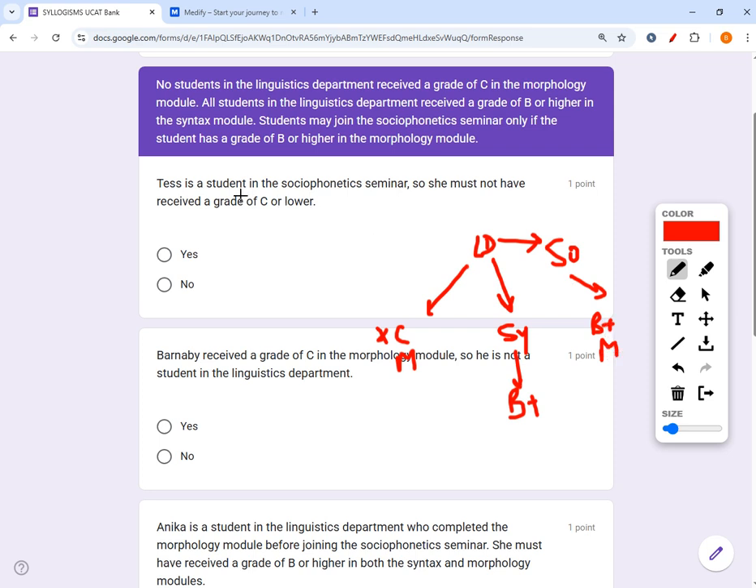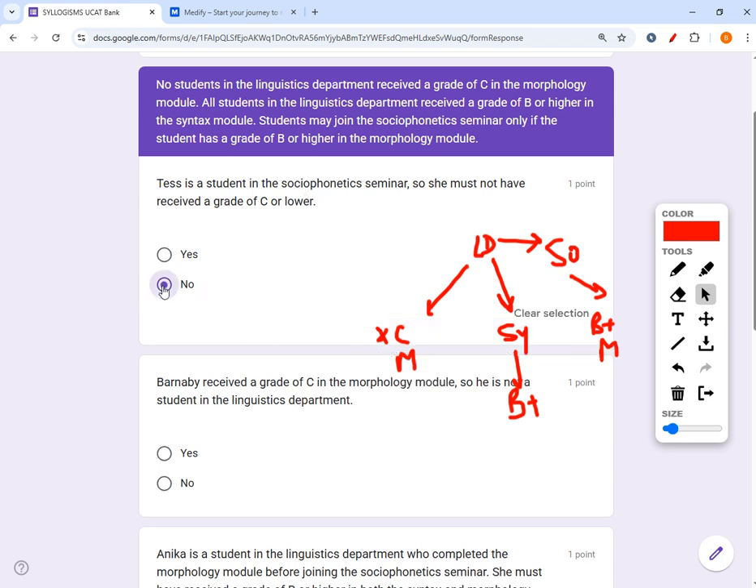Tess is a student in the sociophonetics seminar, so she must not have received a grade C or lower. Lower in what? I know nobody received a grade C. If you want to get into sociophonetics you need a B plus, so that's vague. I will say no, because they have to specify what exactly the grade is in. Is it morphology? Is it syntax? Lack of information.